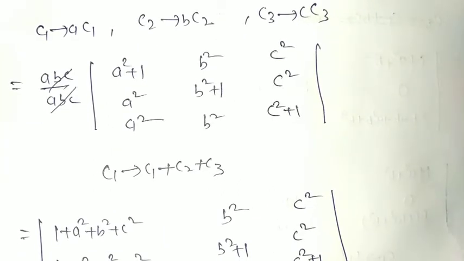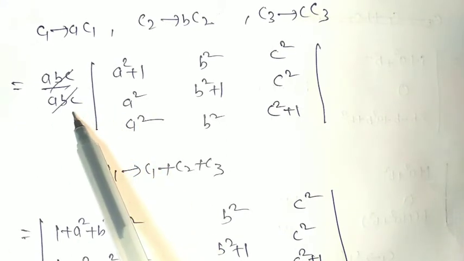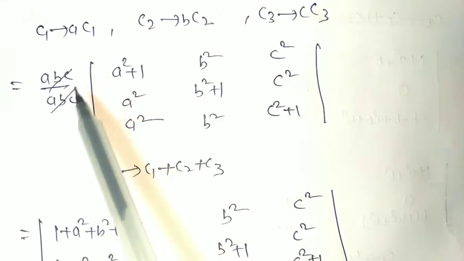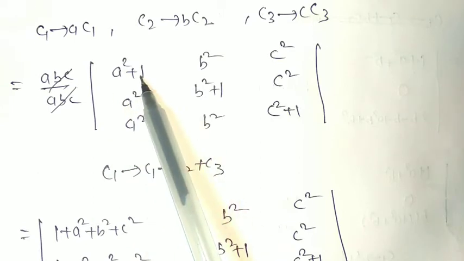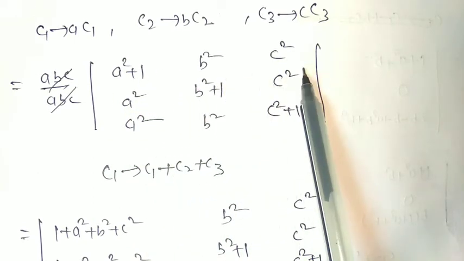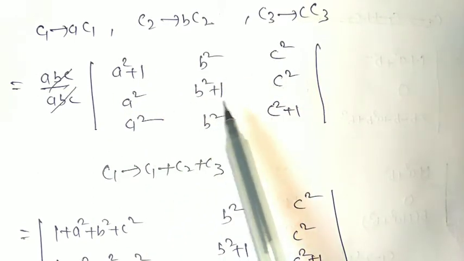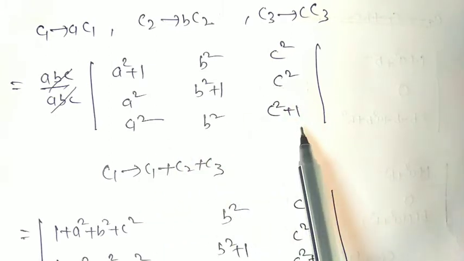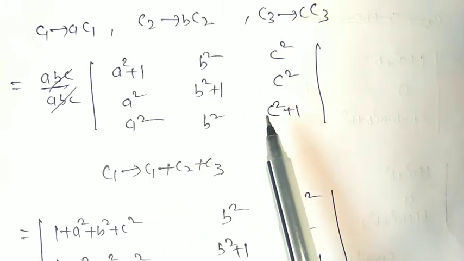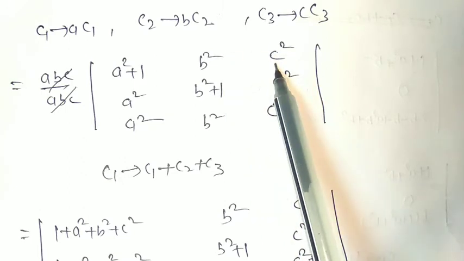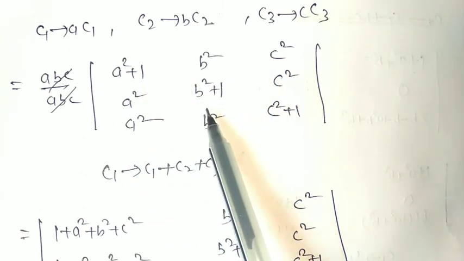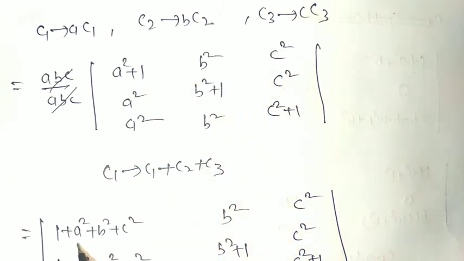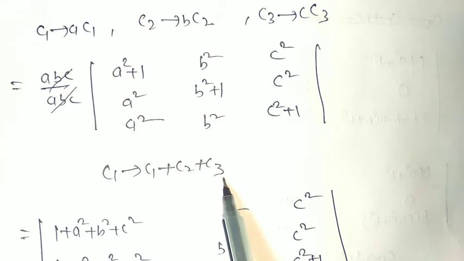Now since we are multiplying each column by terms, we have to divide the determinant by ABC. ABC divided by ABC is 1. So we have a square plus 1, b square, c square; a square, b square plus 1, c square; a square, b square, c square plus 1. Now if we add the second column and third column into the first, what will we get? We will get 1 plus a square plus b square plus c square. So we are applying the operation C1 equals C1 plus C2 plus C3.